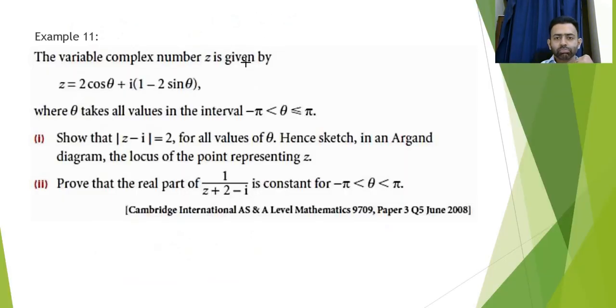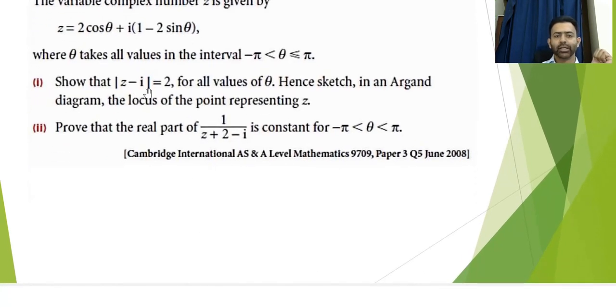Okay, let us do another question like this. This time the variable complex number z is given by this, where theta is lying between minus pi and plus pi. We have to show that mod of z minus i is 2 for all values of theta, and hence sketch in an Argand diagram the locus of points representing z.